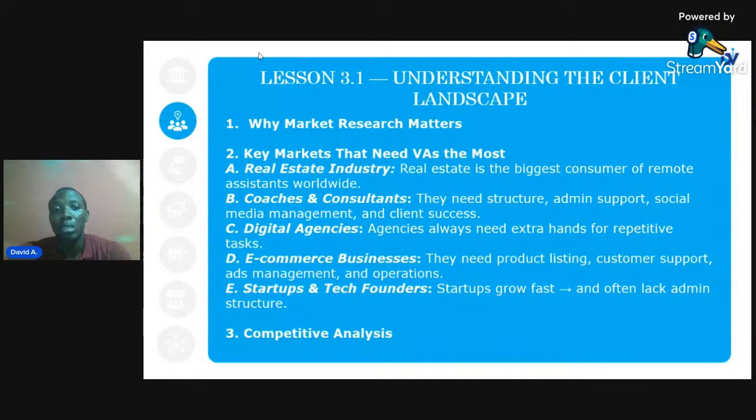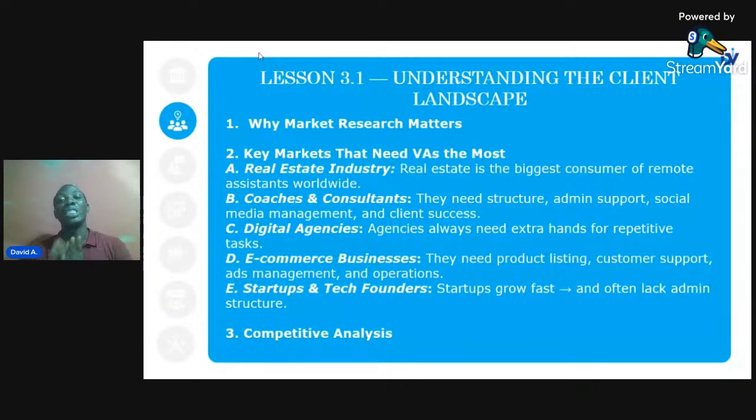All right. Number two way of understanding the client's landscape is understanding the key markets that need VAs the most. Number one, pivotal, is the real estate industry. The real estate industry is evergreen, ever large, and evolving on a regular basis. Real estate is beyond buying and selling of land or properties alone. There is the investment part to it, which I don't think I want to go into the details of for this course.